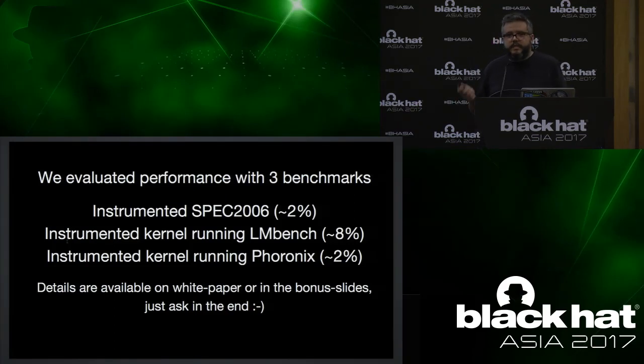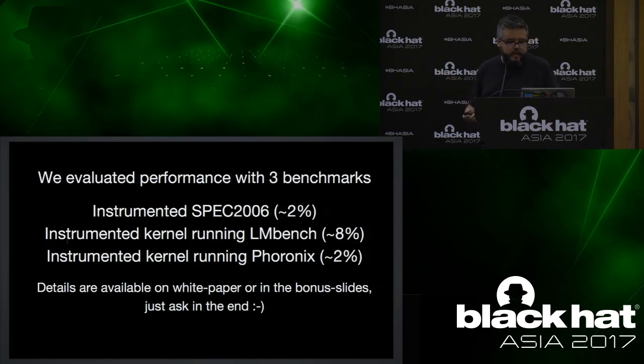Something else we did was compile the kernel with the protections, and then we executed LMbench on top of this kernel. LMbench is a micro benchmark, so it's expected that it will have very large overheads. As a micro benchmark, it will basically run a syscall or a TCP functionality or something very simple, which is a functionality from the kernel. And we have seen an average of 8% overhead on it.